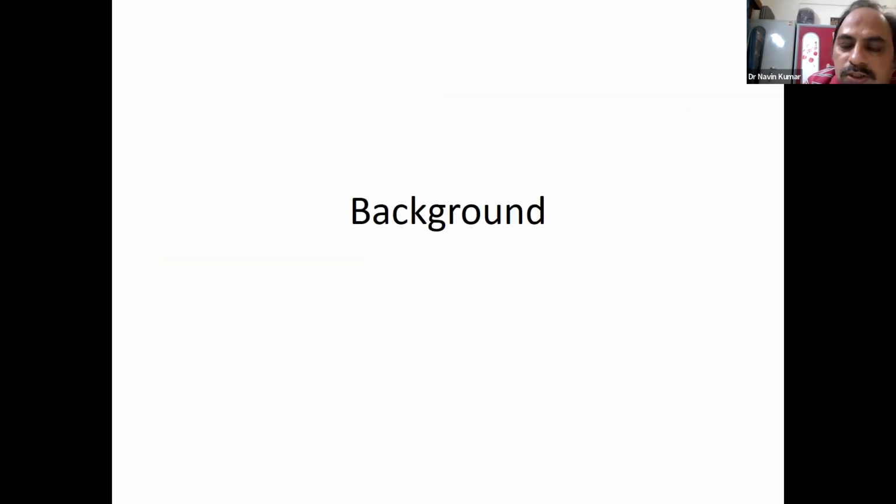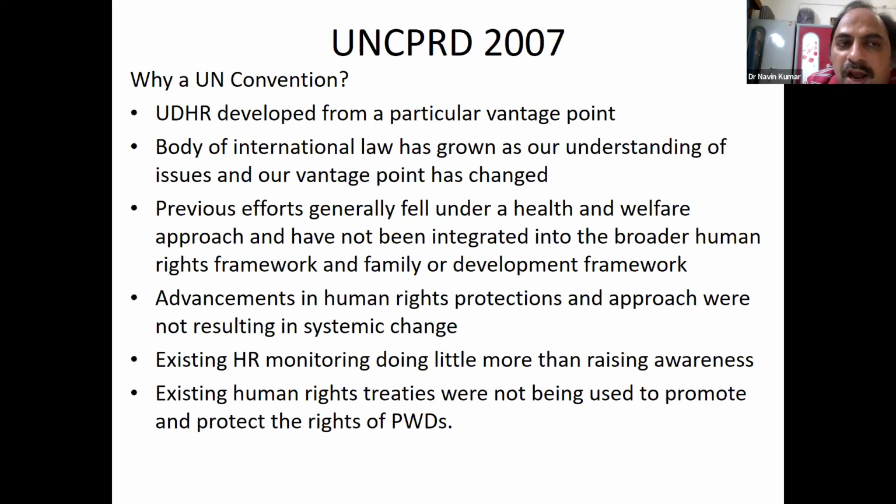So coming to the background of this, why a UN Convention? The Universal Declaration of Human Rights started from a particular vantage point, and the body of international law has grown as our understanding of issues and our vantage point has changed. Previous efforts, generally a health and welfare approach, had not been integrated into the broader human rights framework and the development framework. And advances in the human rights protection approach were not resulting in systemic change. Existing human rights monitoring was doing little more than raising awareness. So existing human rights treaties were not being used to promote and protect the rights of PWDs.